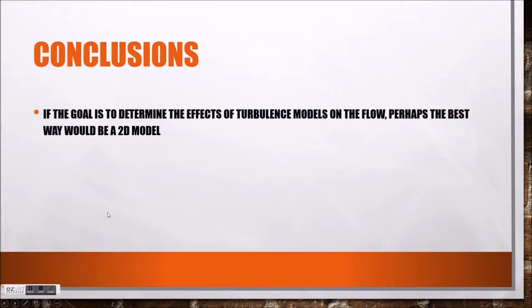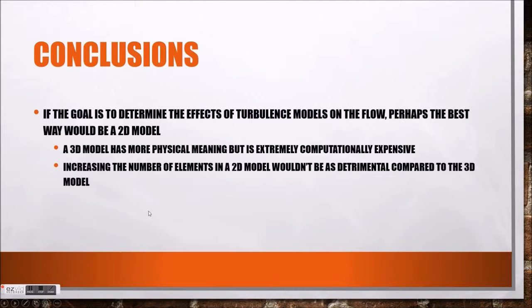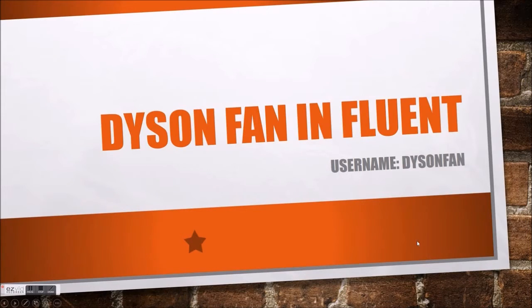And conclusions from this: if the goal was to determine turbulence models and their effects, a 2D model would probably be more appropriate for computation's sake. A 3D model has more physical meaning, but it's extremely computationally expensive. And then increasing the number of elements in a 2D model would be less detrimental as compared to a 3D model. It is better to achieve a good 2D mesh than a less physical, meaningful 3D mesh in a model that doesn't work. So that's really all I got. This is, again, just in case you needed it.